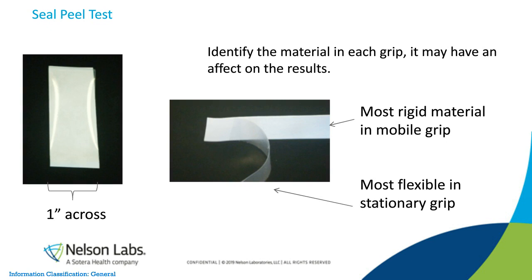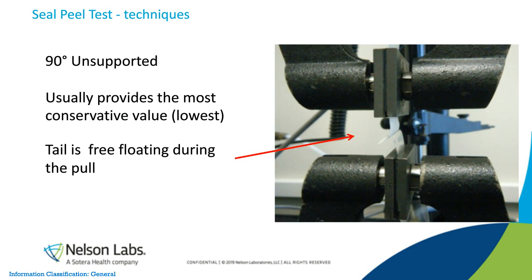There are 3 test options in ASTM F88, which I'll go over. The most common is the 90-degree unsupported, as you see in the picture here. The tail is allowed to freely move during the pull. This technique gives the most conservative values, so you get the lowest peel results with this method. And this is our default method here at Nelson Labs.